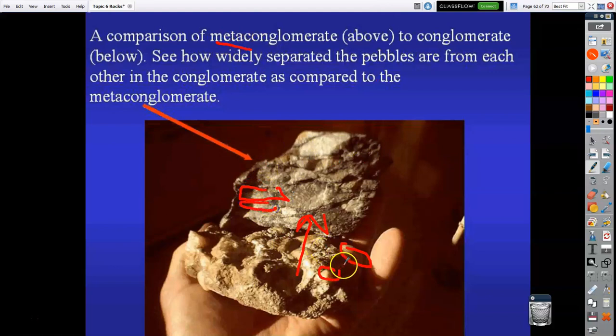So if you see a conglomerate rock but the pebbles are more rounded, that means it's still sedimentary. But if you see the pebbles and they look squished and flattened and stretched out, then that's the metamorphic form. So it got put under pressure.